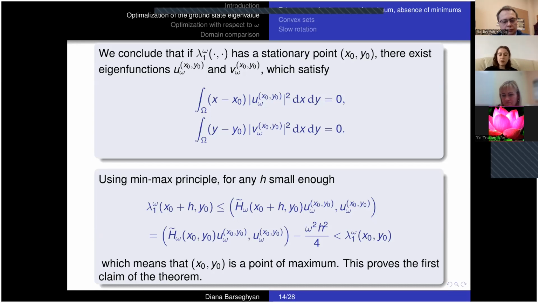So this means that the ground state eigenvalue corresponding to x0, y0 is always larger. Therefore, it's a point of maximum. So we prove that this operator has only one point of maximum and it has no point of minimum. And if x, y goes away from x0, y0 to infinity, it goes to minus infinity. Next, please.